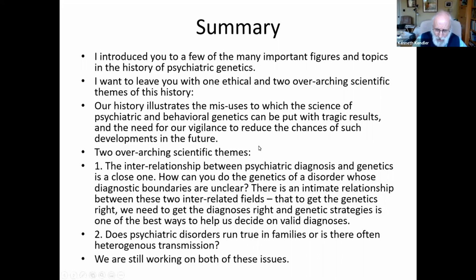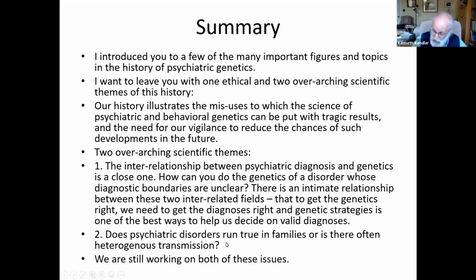From a more scientific perspective, I would suggest that the history of psychiatric genetics includes many themes, but two of which are overarching. The first is the close interrelationship between psychiatric diagnosis and genetics. How can you do the genetics of a disorder whose diagnostic boundaries are unclear? So inevitably, there is an intimate relationship with these two fields. That is, to get the genetics right, we need to get the diagnoses right. And the genetic strategy is one of the best ways to help us decide what a valid diagnosis is. So we are in this large, long, iterative process.